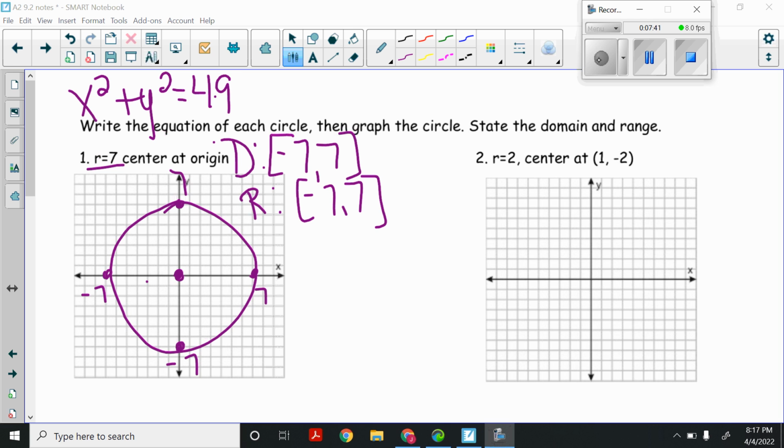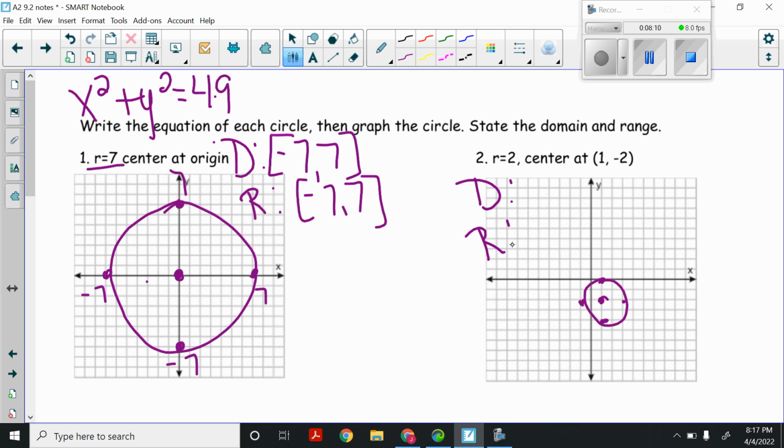So now let's look at number 2. A radius of 2, center at (1, -2). So I plot the point over 1, down negative 2. That's my center. From that point, in every direction, I'm going to go out 2. So I'm going to go up 2, left 2, down 2, and right 2. And I'm going to connect those. I'm going to find my domain and my range.